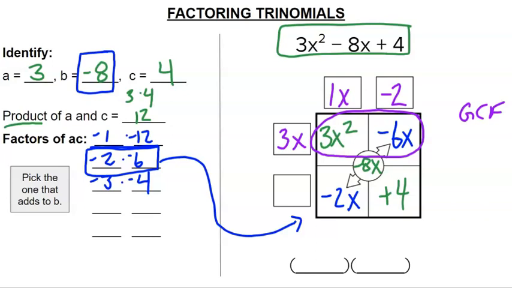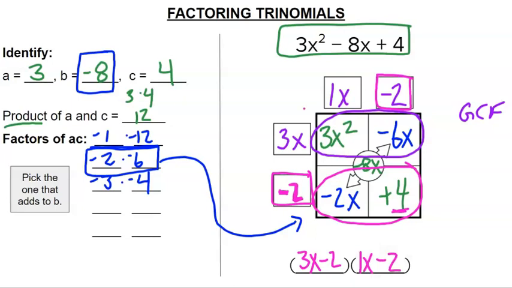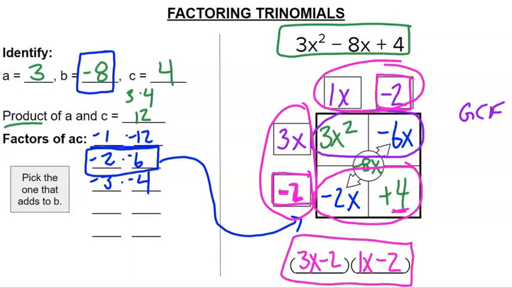All right, and then that last piece is pulling out the greatest common factor of negative 2 and 4, which is going to be negative 2. And it does need to be the negative 2 because up here we have negative 2. And to make a positive 4, it does need to be multiplied by a negative 2. So now we can write out our factors. We have 3x minus 2 and 1x minus 2. So the factors are right there, and that would be how we factor that trinomial.